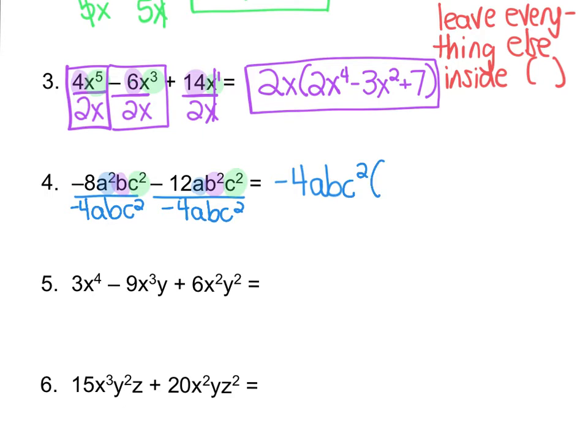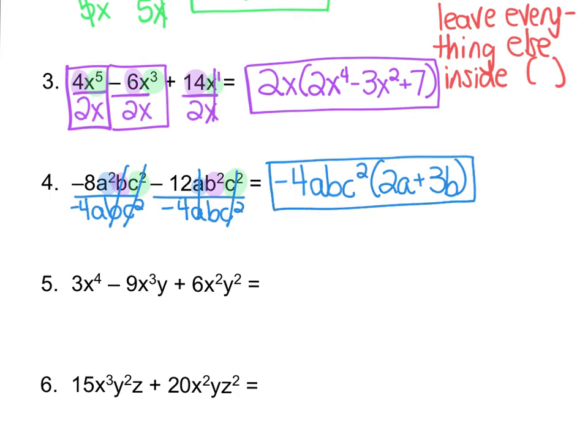So what I can see is negative divided by negative is going to make a positive 2. A squared divided by a would leave a. B divided by b, that's going to cancel out, so we wouldn't have a b there. And c squared divided by c squared, that's also going to cancel out. So then looking at the second piece, negative 12 divided by negative 4 is a positive 3. A divided by a cancels out. B squared divided by b, 2 minus 1 leaves a single b. And c squared divided by c squared cancels out. And that's it.